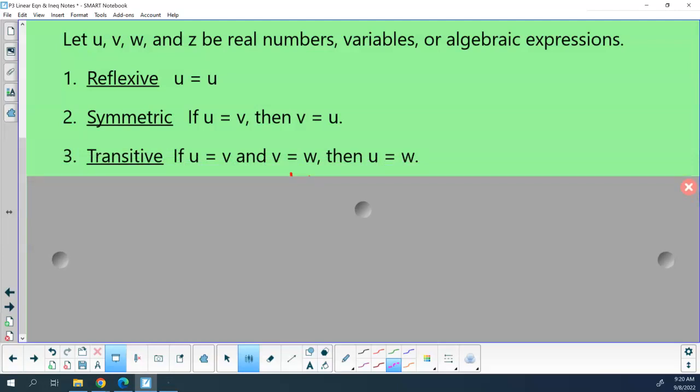Transitive property: if u equals v and v equals w, then u equals w. Okay? Because you're just taking out this bridge between the v and the v. You're just bridging that gap.